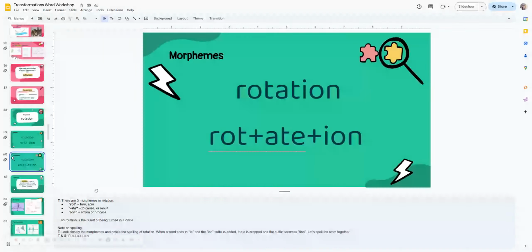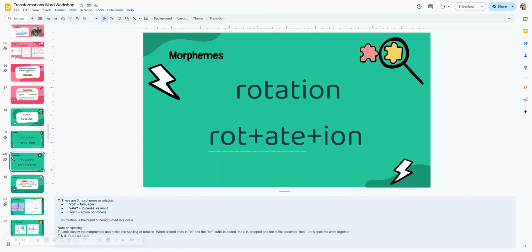You can see down here we have rote, which means to turn and spin. We also have ate, which is a suffix, which is to cause or result. So if we just look at the word rotate, rotate has the root word turn, and ate, the suffix, which is the result of. So the result of turning or the result of spinning. ION, of course, makes it a process or an action. But the big key piece here is that that very first root word is to turn or to spin.